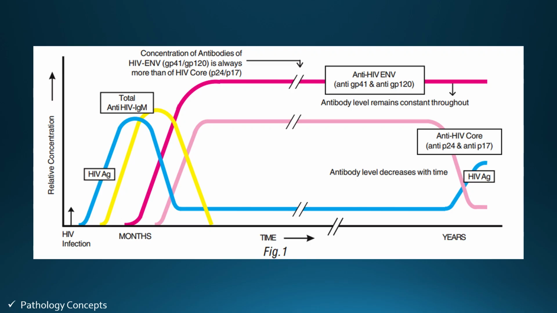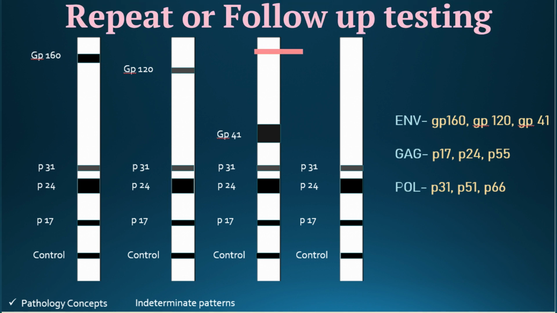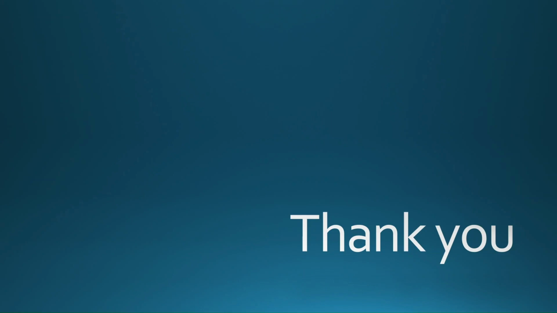P24 antibody level decreases with time in the advanced stage of infection. Since the reactivity of any degree with any of the virus-specific proteins identified on the strip is presumptive evidence of antibodies to HIV-1, such an indeterminate result must be taken as suspicious and should trigger repeat testing or follow-up testing. This is in short about the HIV Western blot.